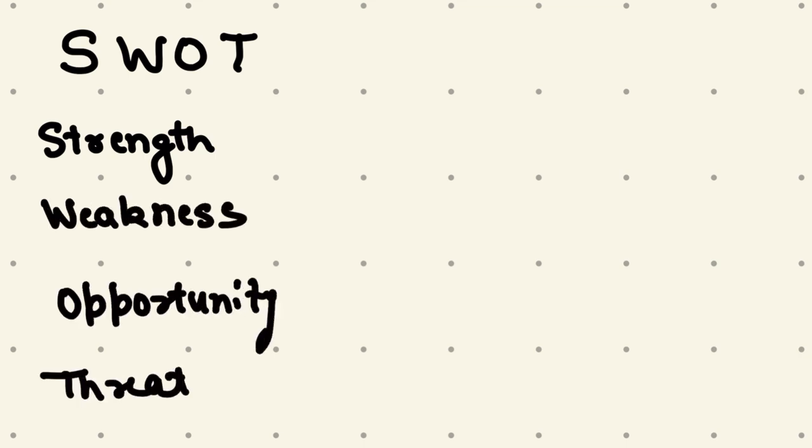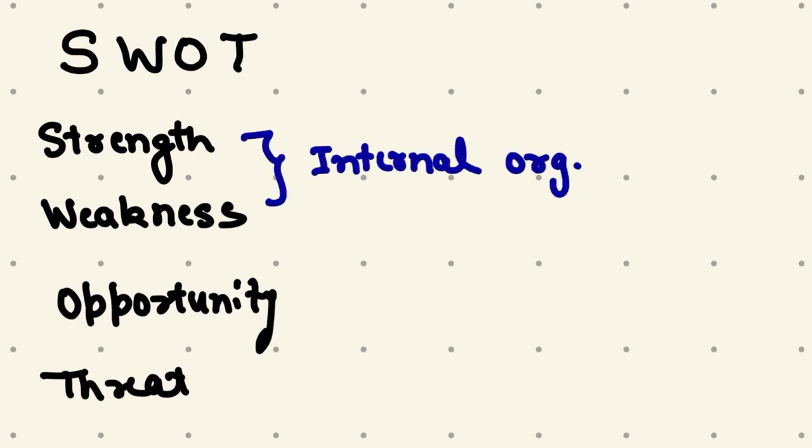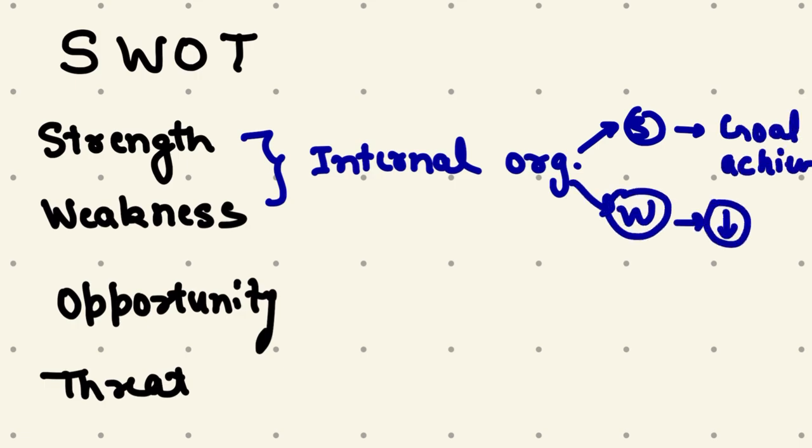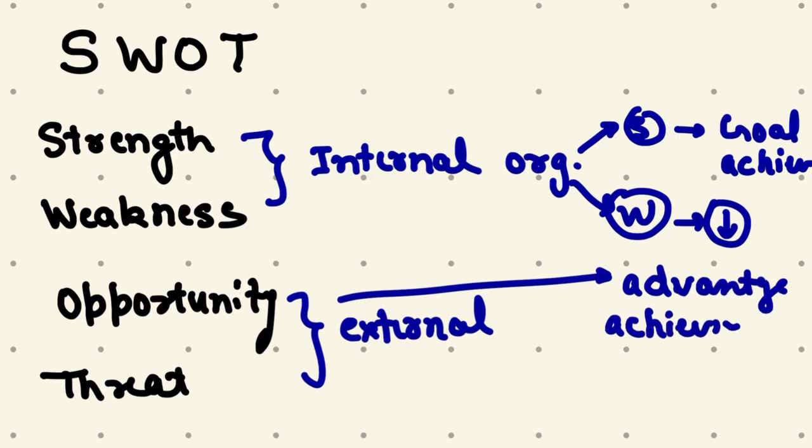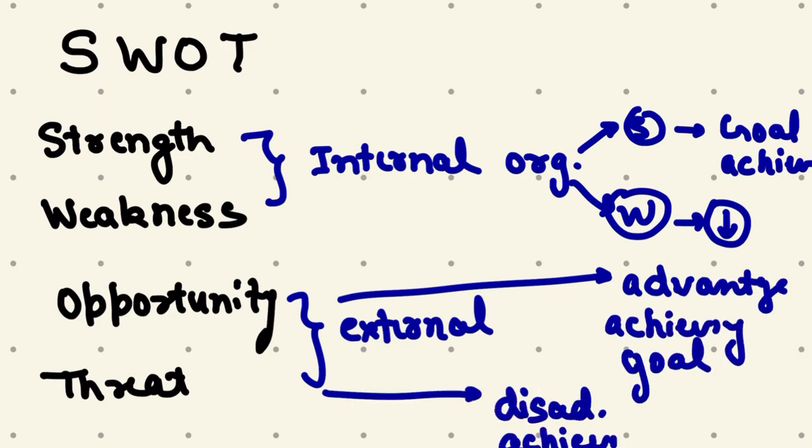threat. Strength and weakness are of the internal organization. Strength helps us in achieving the goal, and weakness doesn't help us. Opportunities and threats are external. Opportunity is an advantage for achieving the goal, and threat is a disadvantage.